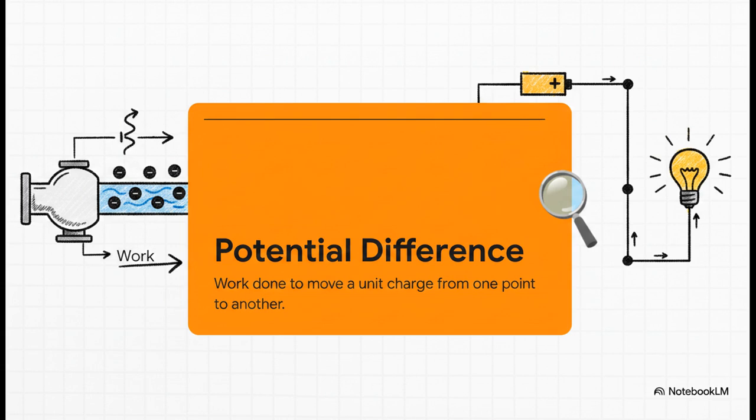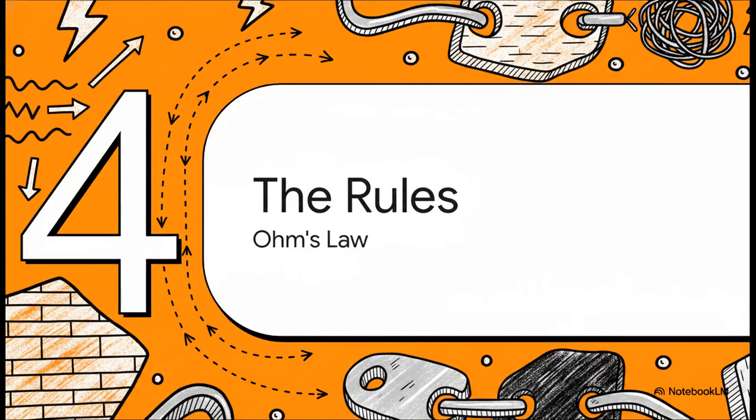Going back to our trusty water analogy, voltage acts exactly like water pressure inside a pipe. It provides the necessary mechanical work, the electrical pressure, so to speak, to physically force those negative charges through a conductor. That brings us to section 4, the rules, covering Ohm's law and resistance.